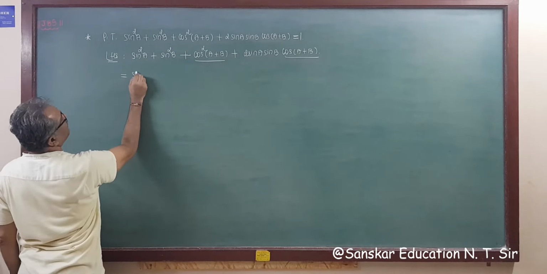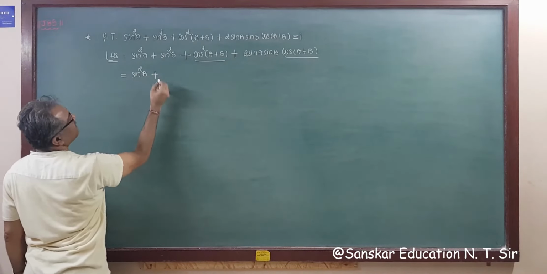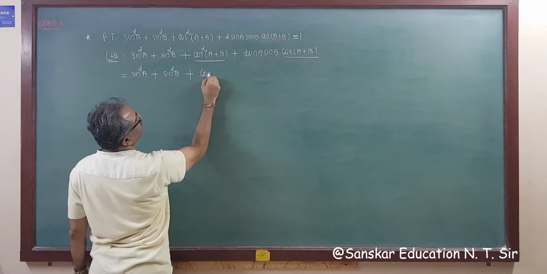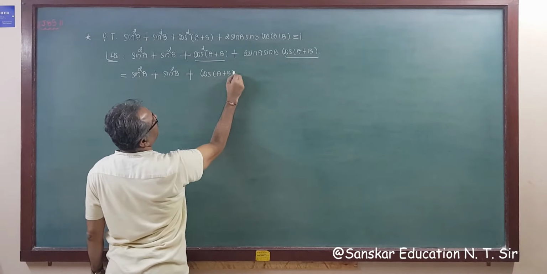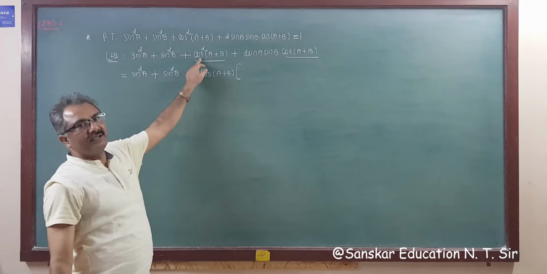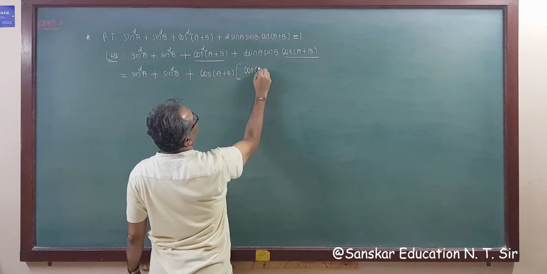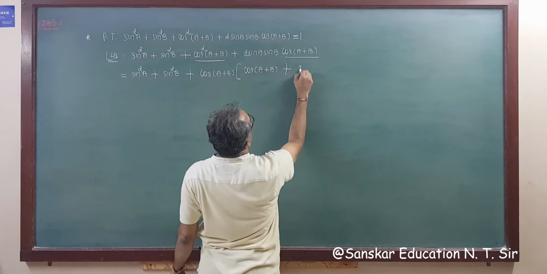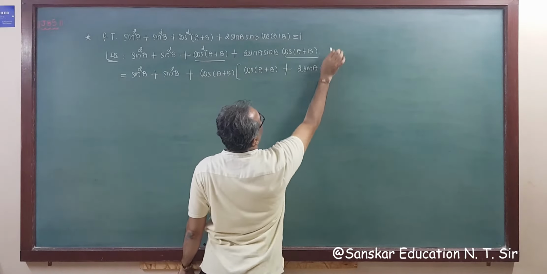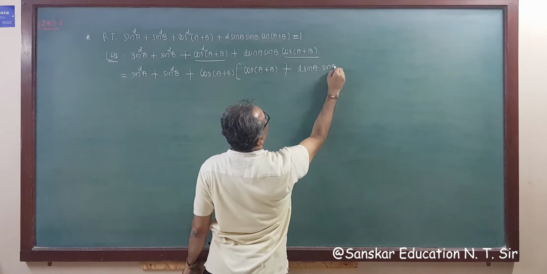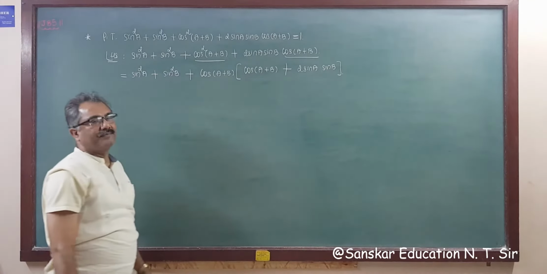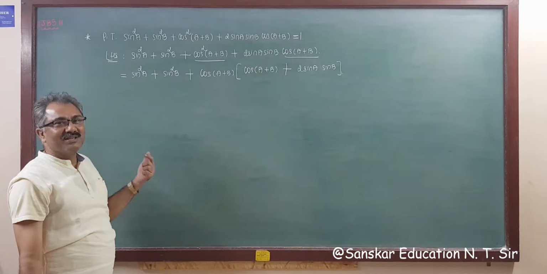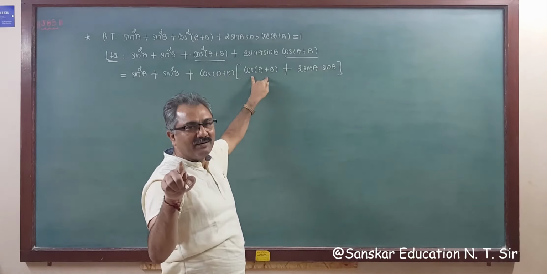So taking this common: sin square a plus sin square b plus cos(a plus b) is common. So cos(a plus b) is common, remaining one cos here, so cos(a plus b) as it is, and plus this, 2 sin a sin b is remaining. Now again hop finished. अब क्या करें? कुछ नहीं. Cos(a plus b), you know the formula for cos(a plus b).